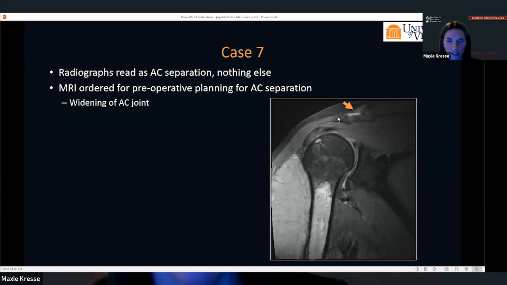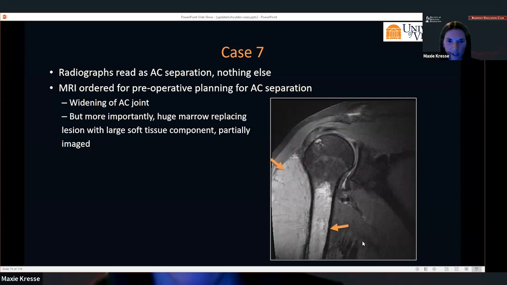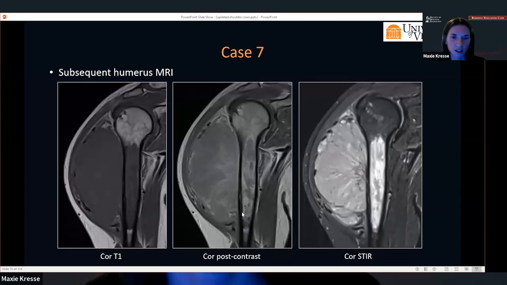So we do have this AC joint finding, but the bigger finding is here. More importantly, we have this huge marrow replacing lesion, large soft tissue component. A few of you seem to notice that the deltoid was bulging out and something was abnormal there. Somebody's got it here. So this was only partially imaged because this is the shoulder MRI for the AC joint separation. So we got a dedicated humerus MRI.